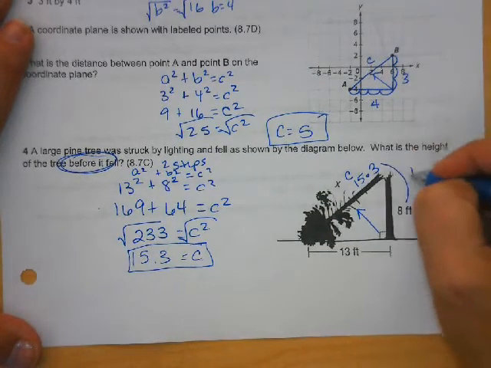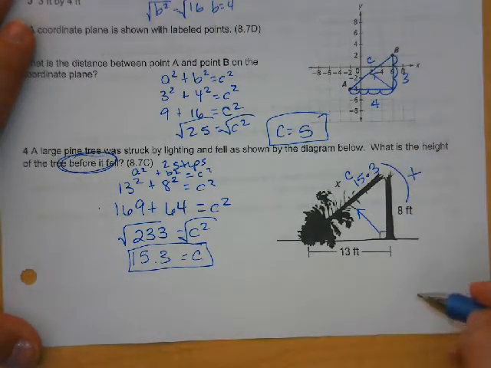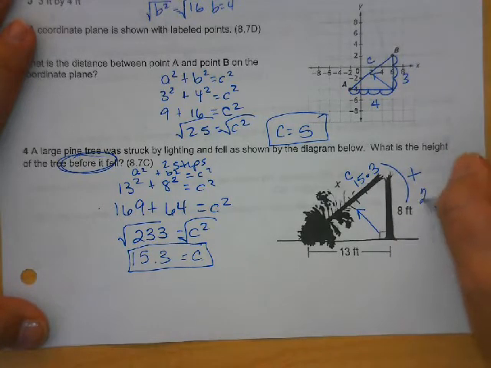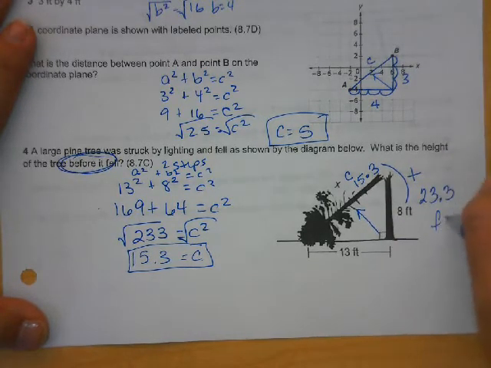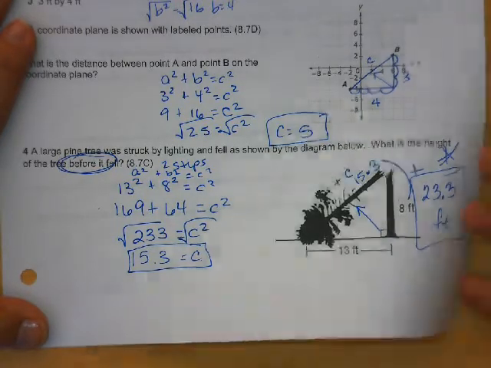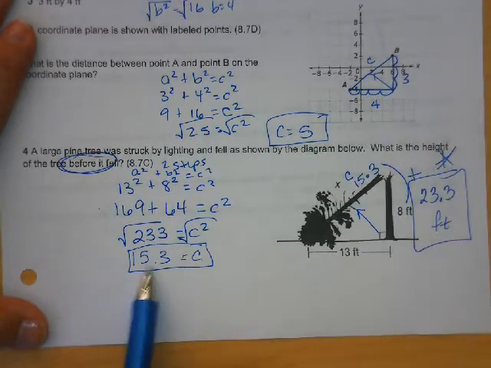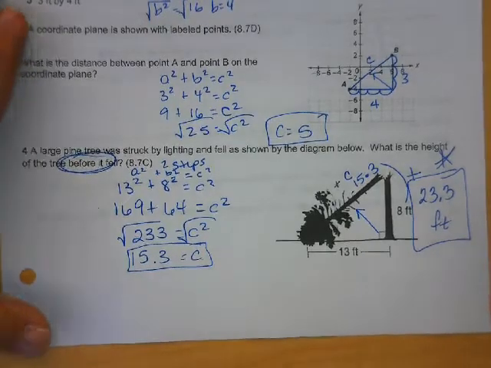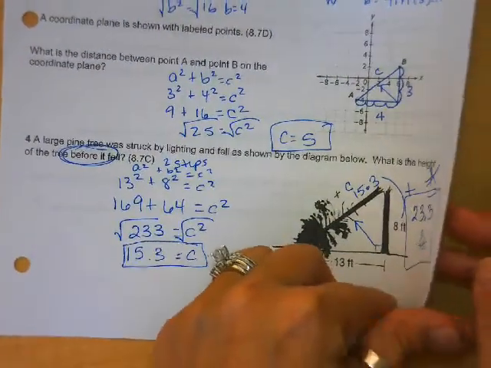I need to take these 2 pieces and add them. So 15.3 and 8 is 23.3 feet is my final answer. So make sure you're reading for details. If this is multiple choice, I promise you 15.3 would be an answer selection.